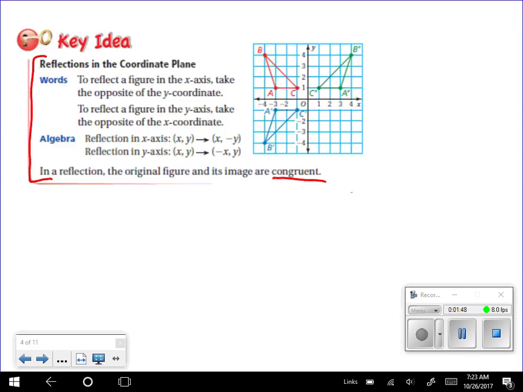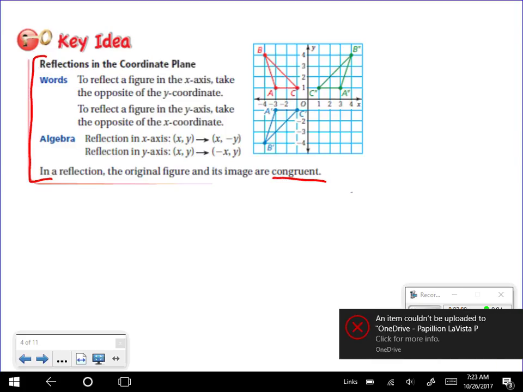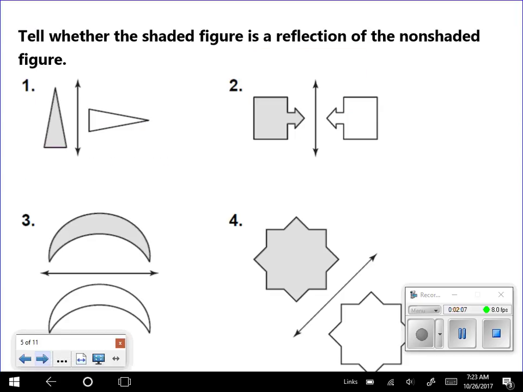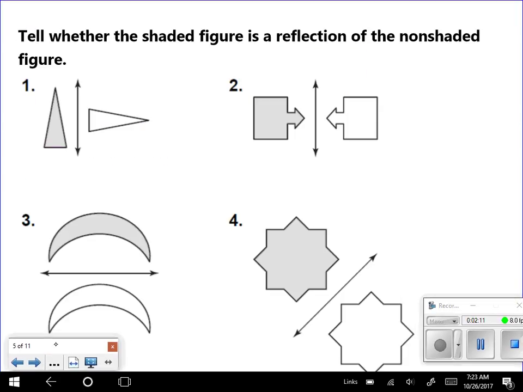So in a reflection, the original figure and its image are congruent, very important. Remember, they should have the same size, same shape. That's why we talked about congruent figures ahead of time. So take a minute to write this down. It's not that much information. Okay, so you do not have to draw these, kind of like yesterday. We have a few that you need to draw and a few you don't.